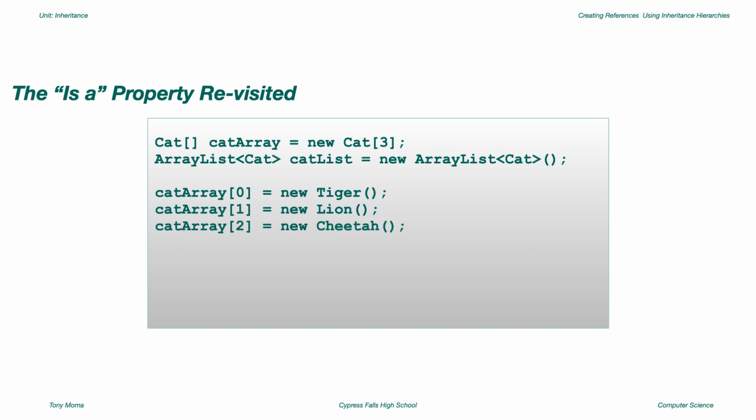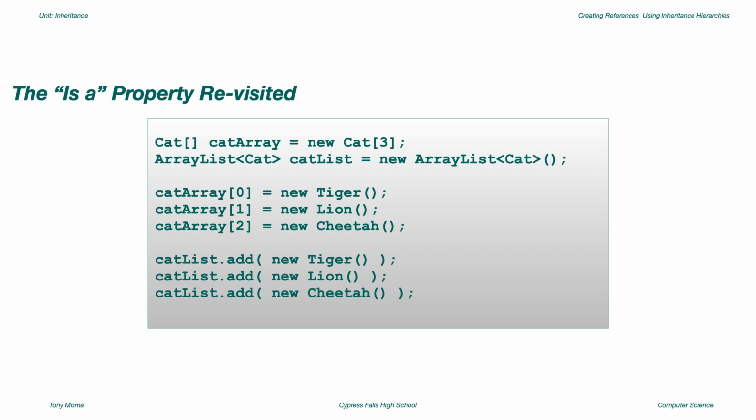I can also assign a cheetah object to that spot in the cat array because all three of these classes extend cat. Any object that extends cat can be stored inside this cat array. Similarly, since the array list stores cat objects, I could add a tiger object to that array list. I could also add a lion object to that array list. I could also add a cheetah object to that array list. Any object that extends the cat class can be stored inside the array list.